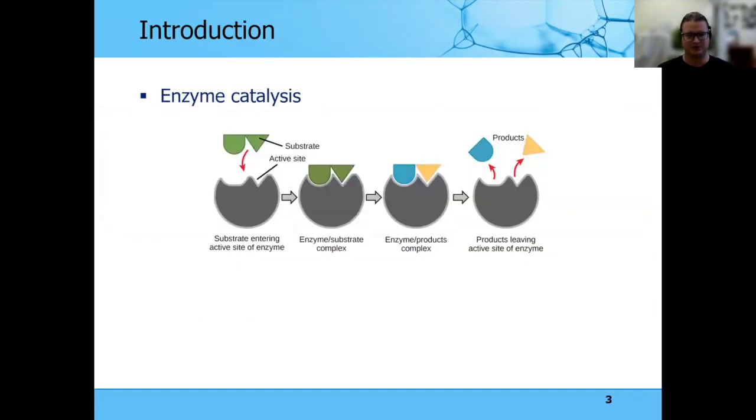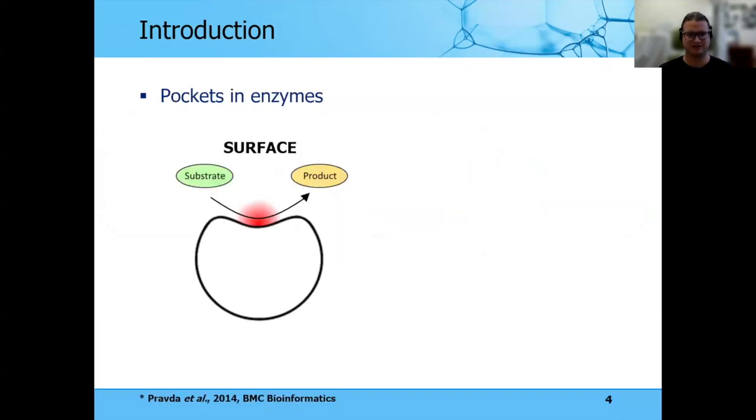So how does enzyme catalysis happen? A substrate molecule binds to the active site of an enzyme where it forms the enzyme-substrate complex and undergoes the catalytic reaction. Afterwards, the enzyme-product complex is formed, and then the product leaves the active site. But where actually, structurally, are these active sites located in enzymes?